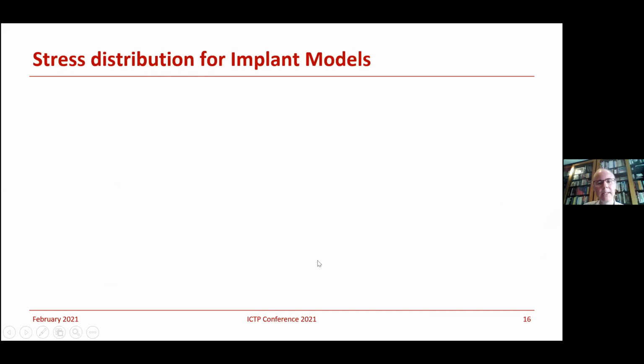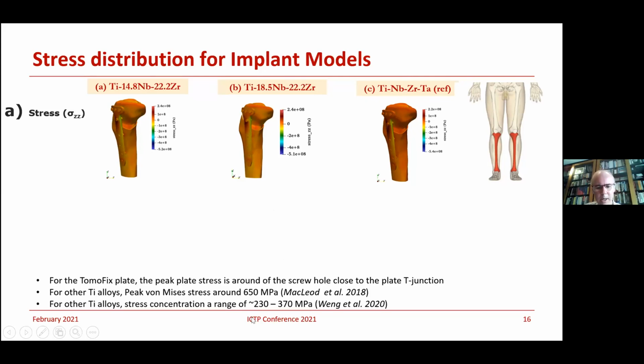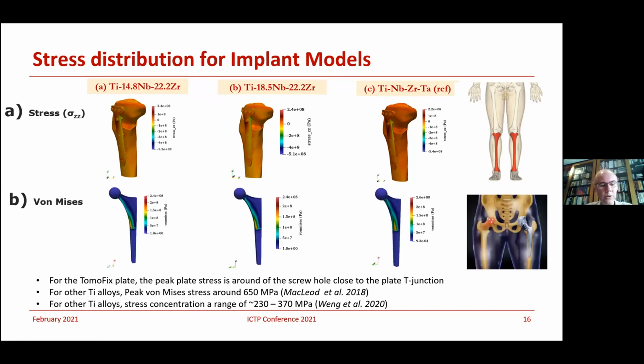So here's the stress distribution for the implants. You are talking about this region of the bone, and you have this plate that fixes these two parts of the bones if you have a fracture. Now, if you compare the stress response of the alloys that you figured out together with the reference one, basically you have a very similar mechanical behavior. And also, the performance compared with the titanium alloys is much better.